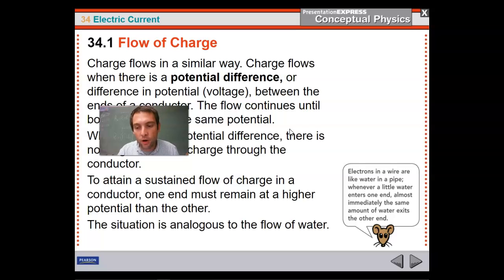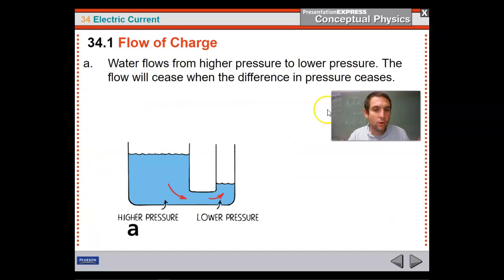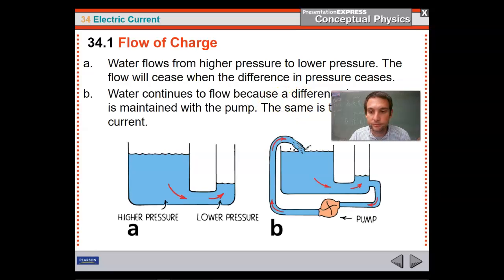Electrons in a wire are like water in a pipe. Whenever a little water enters one end, almost immediately the same amount of water exits the other end. Water flows from high pressure to low pressure, just like heat flows from high temperature to low temperature. The flow is going to stop when the difference in pressure no longer exists.